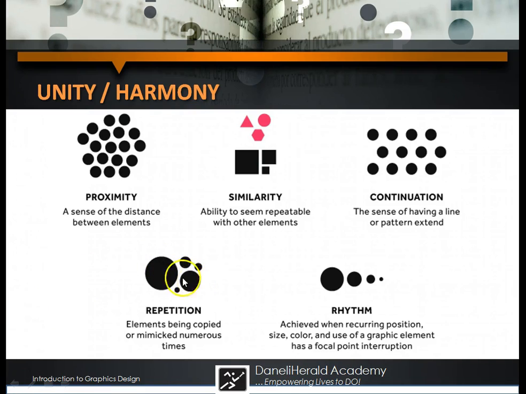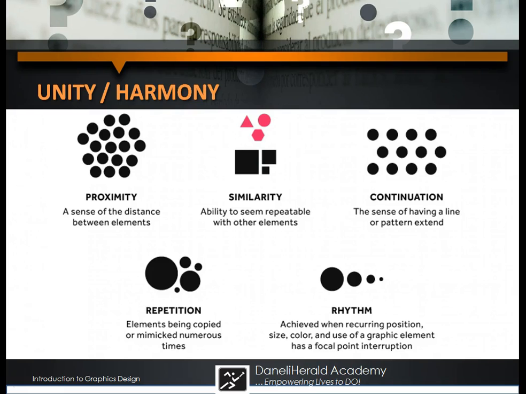The biggest circle and the next one in size seem to be opposite each other. The smallest circle and the third seem to be opposite each other, and then the second to the smallest and the smallest also have this second, they seem to be opposite each other.